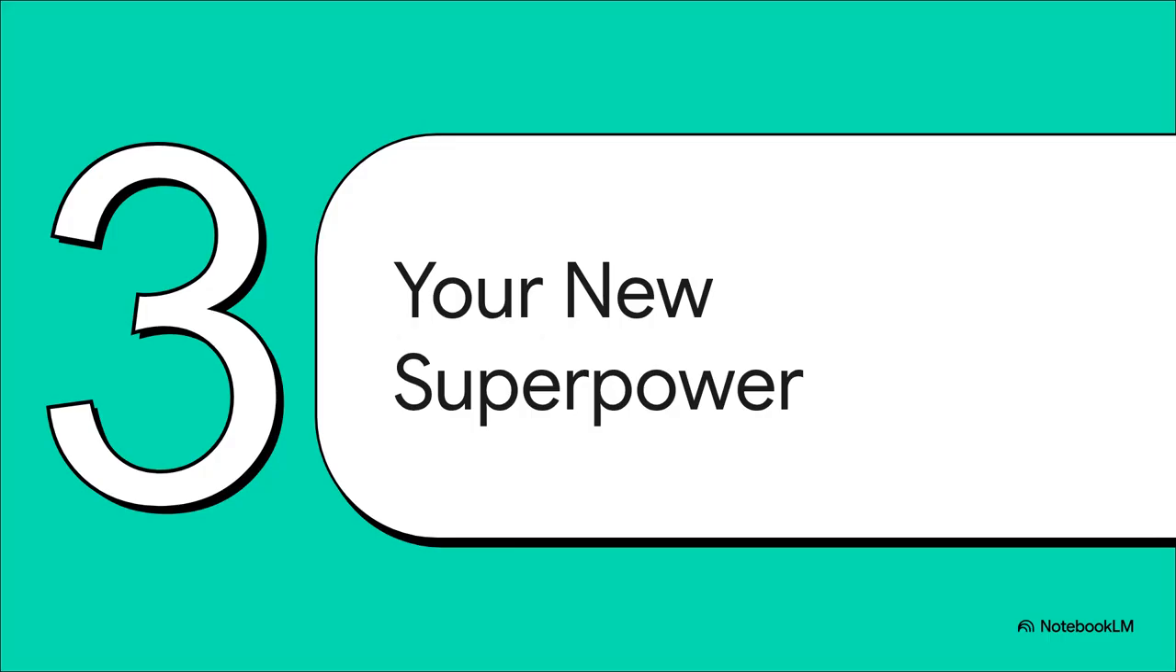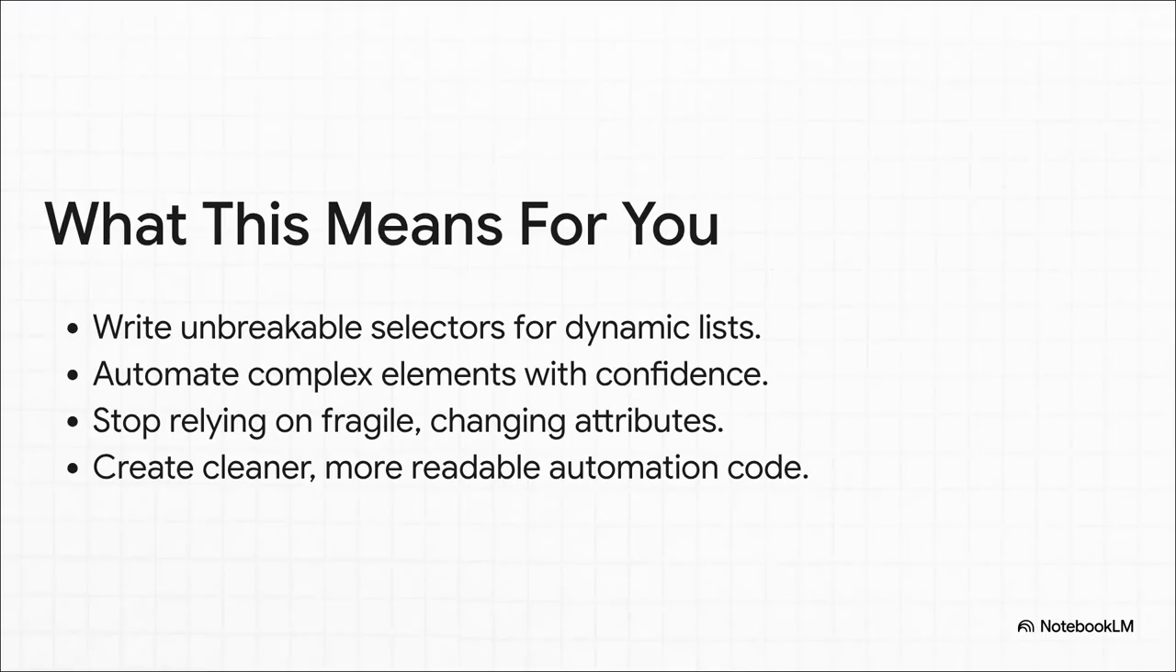So let's be really clear about this. This is way more than just a clever CSS trick. Seriously, mastering these positional selectors is a fundamental skill that will completely transform how you approach web automation. It's a total game changer. So what this really means for you is you can finally write selectors that don't break just because a developer changed an ID. You can go after complex web elements with confidence, knowing your positional selectors are rock solid. And as a bonus, your code becomes cleaner, much more readable, and way easier to maintain in the long run.